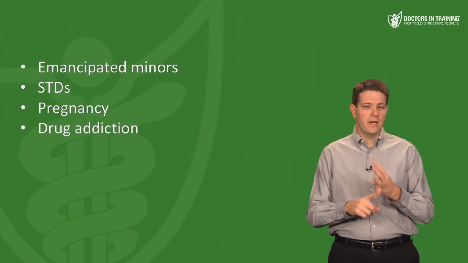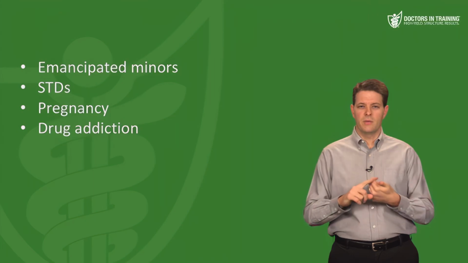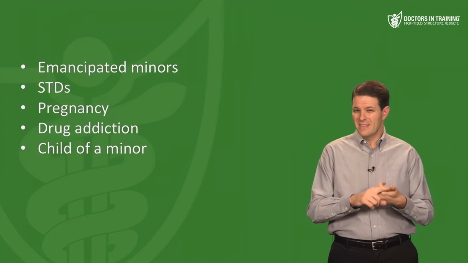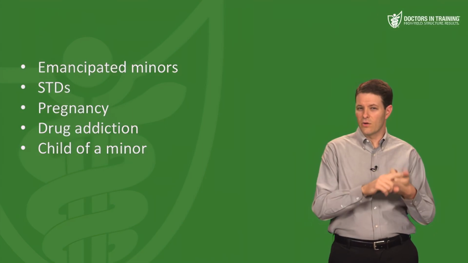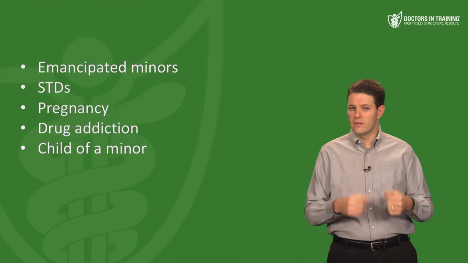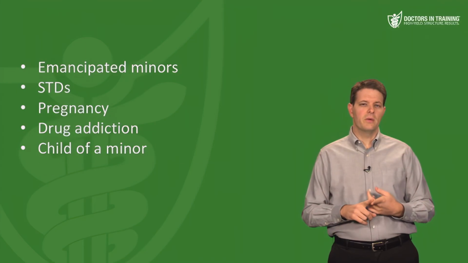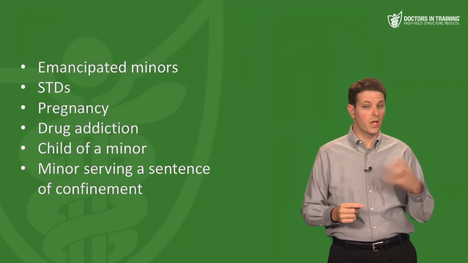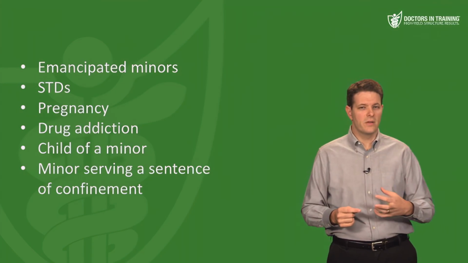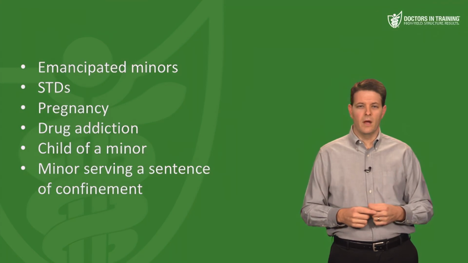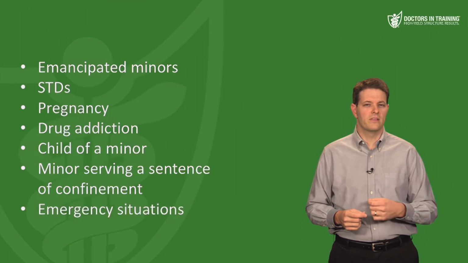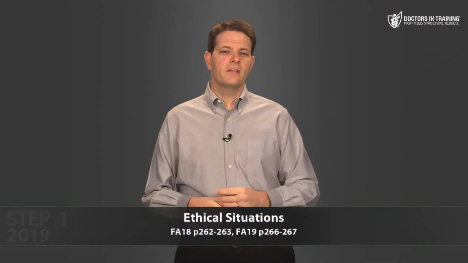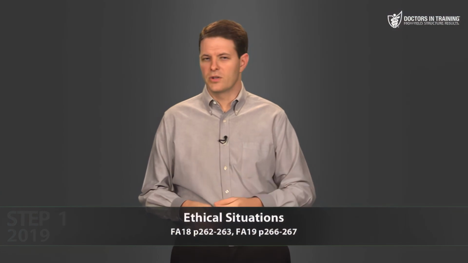Treatment for drug addiction or dependency is another situation. Another is treatment for the child of a minor. So if you have a 17-year-old patient who's a mom, that 17-year-old minor parent can give consent for her children, even though she herself is still a minor. Another scenario would be a minor serving a sentence of confinement. So if you have a patient in juvenile detention under the supervision of the government, that's a scenario where the parents don't necessarily have to give consent. And then obviously, in emergency situations where parental consent is not available, you're able to go ahead and treat the minor.